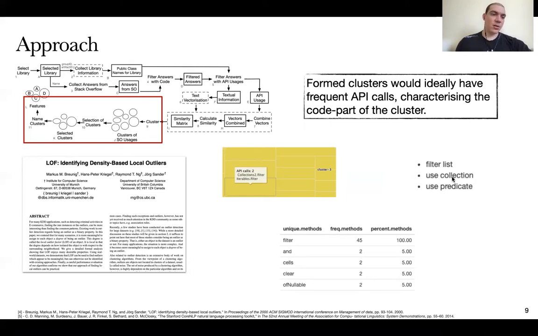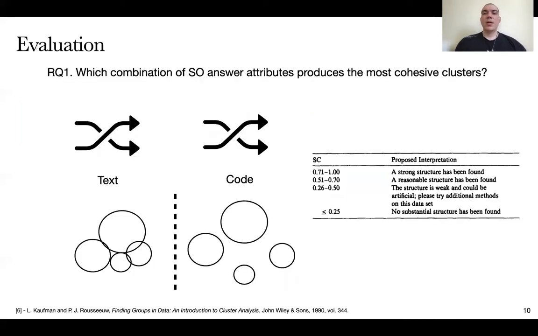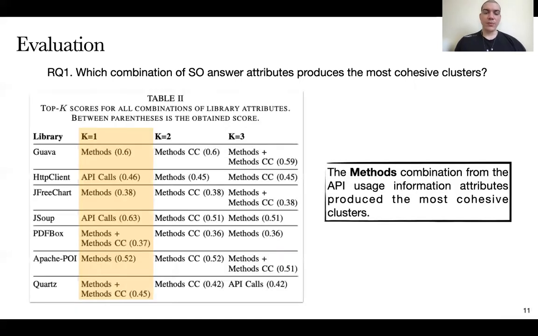Now, we wanted to check if those clusters that have names, so the final output of our approach, correspond to features. But first, we wanted to see which of the combinations present the most cohesive clusters. That means we consider combinations of text attributes and code attributes independently from each other. And we wanted to see which one produces the most cohesive cluster, meaning that the silhouette score is closer to 1, denoting a strong or reasonable structure. We found that the methods combination, belonging to the code attributes, can obtain the most cohesive clusters.